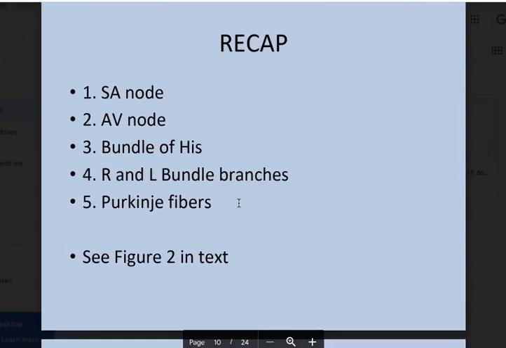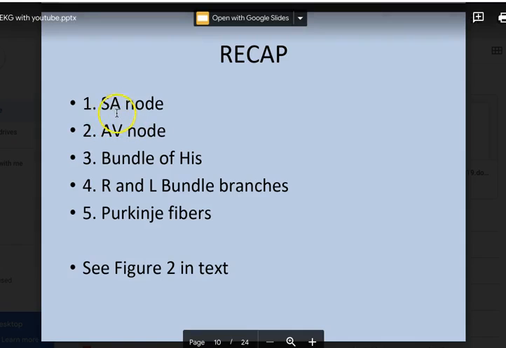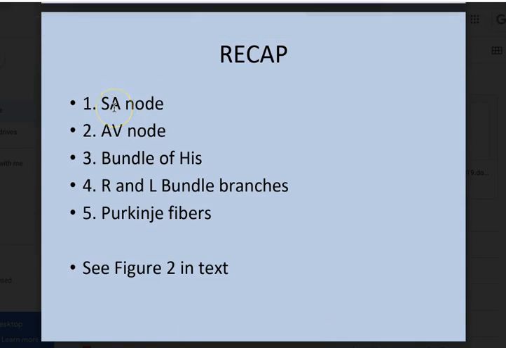So here's a recap of that, in numerical order that might help you. I would write this down on a piece of paper. SA node, that's where the electrical impulse starts. It fires to the AV node. Through the bundle of His, it splits into right and left bundle branches and then ends in the Purkinje fibers.